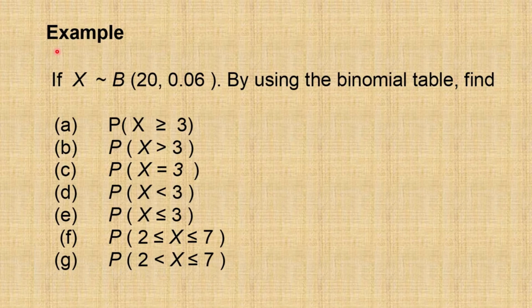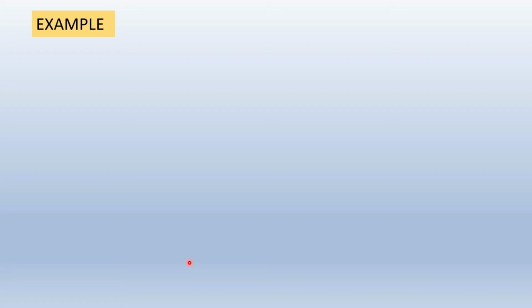Okay, we continue with the next example. If x is a binomial distribution, n equals 20, p equals 0.06. By using the binomial table, find A, probability x more than or equal to 3; B, P(x more than 3); C, P(x equals 3); D, P(x less than 3); E, P(x less than or equal to 3); F, P(x more than or equal to 2 and less than or equal to 7); G, P(x more than 2 but less than or equal to 7). Okay, we start with A first.